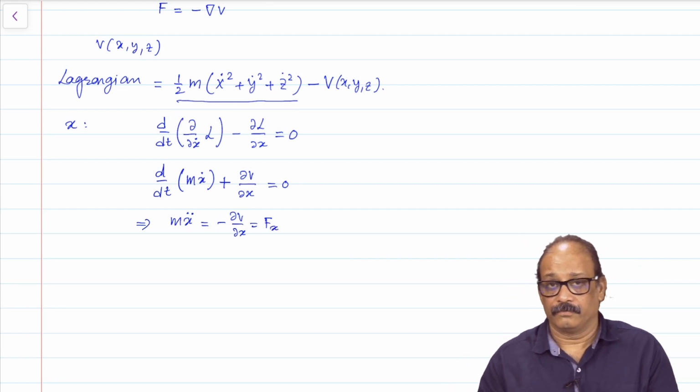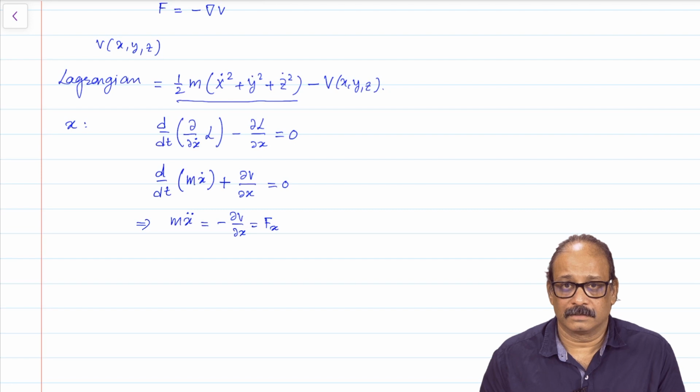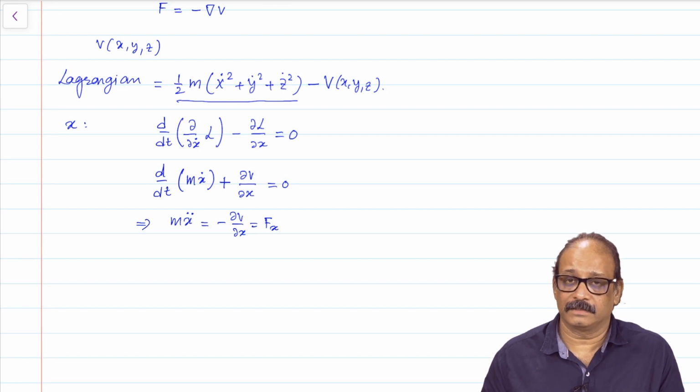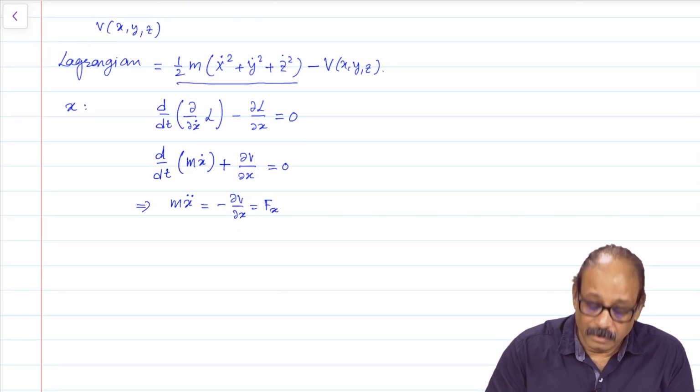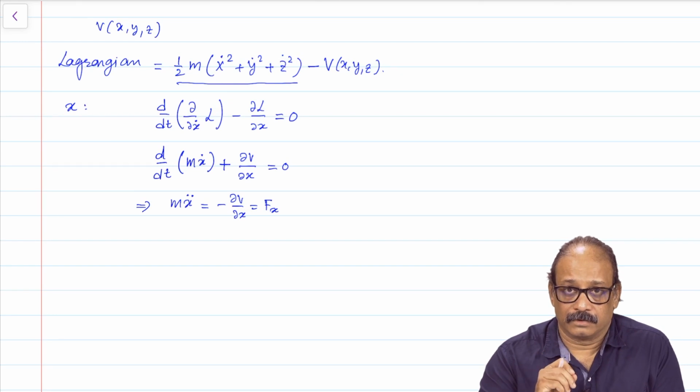There you go. We recover Newton's laws, which were written in Cartesian coordinates, which do not have any constraints written there. So, this is how the Lagrangian will give you the Newtonian equations.